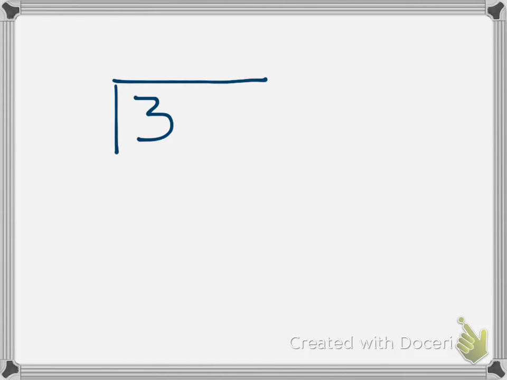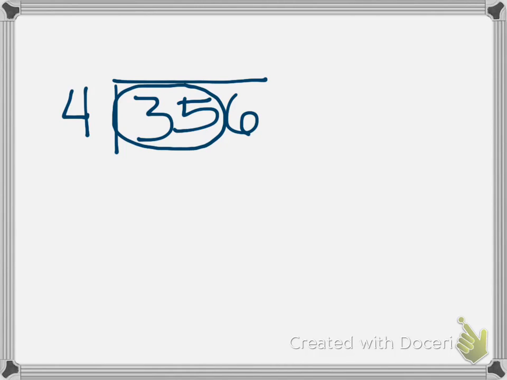Let's use 356 divided by 4. Many of the kids won't see any basic facts, so I'll ask them, well, let's circle the furthest 2 digits and say, well, 4 times what gets me close to 35? And it's not really 35, it's 350.